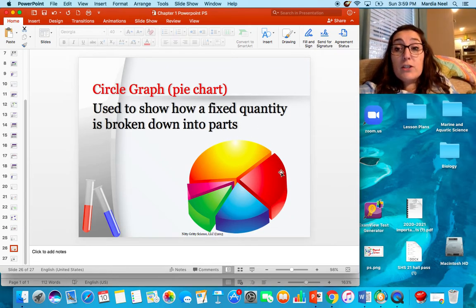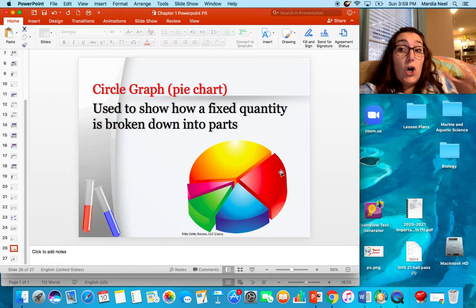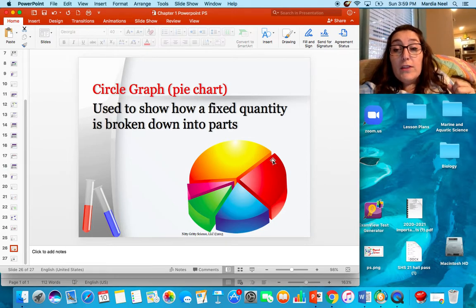They do this when they talk about dog breeds in the country. They look at how many dog breeds there are total. Then they look at the number of dogs there are that are registered from each breed. And it gives us an idea of which is the most popular.